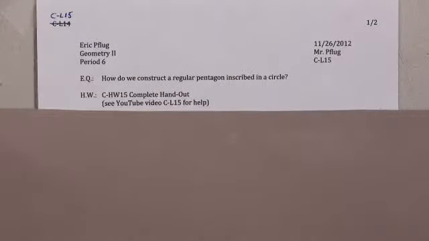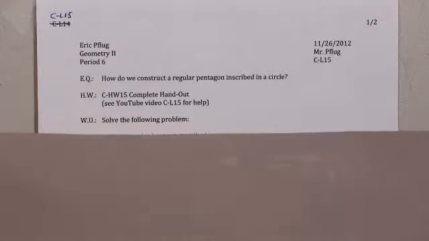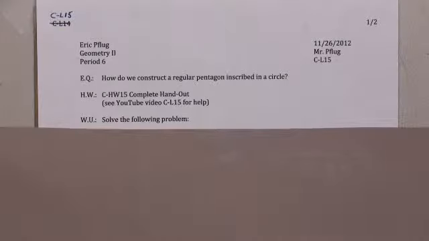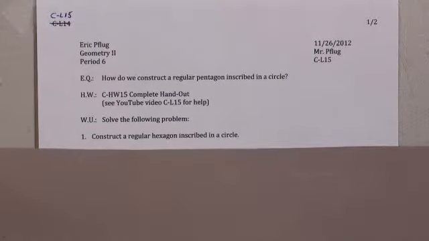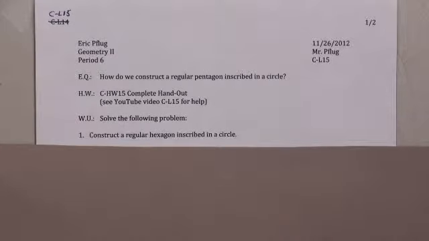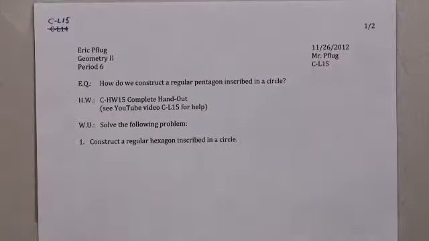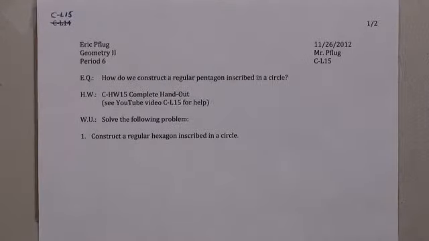Then for homework, you'll have CHW15, which will be a handout you'll complete, and you can see the YouTube video CL15 for help. For the warm-up, I want you to solve the following problem, which is the construction you learned in the last lesson, CL14: construct a regular hexagon inscribed in a circle. You can do that in the space provided on your page below. If you forgot how to do that, go back to lesson CL14 and you'll see how to do it.